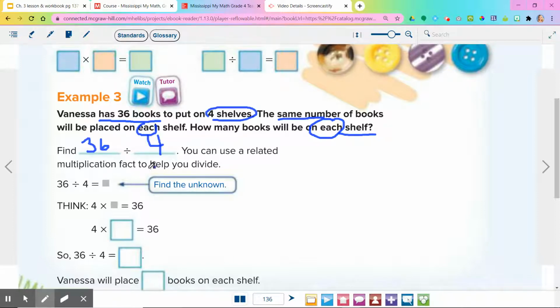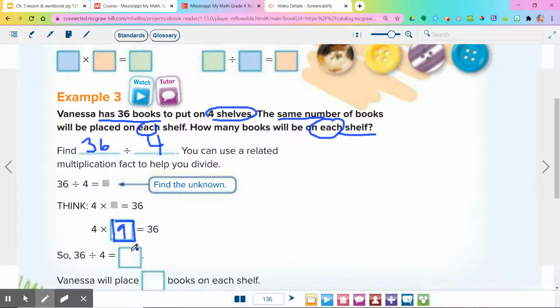Now, how we solve this is we think of this backwards. Instead of saying 36 divided by 4, I'm going to think backwards and say, what times 4 will give me 36? I'm going to use an unknown right here. What times 4 will give me 36? Well, 4 times blank equals 36.